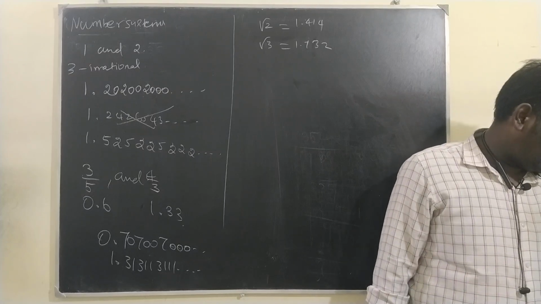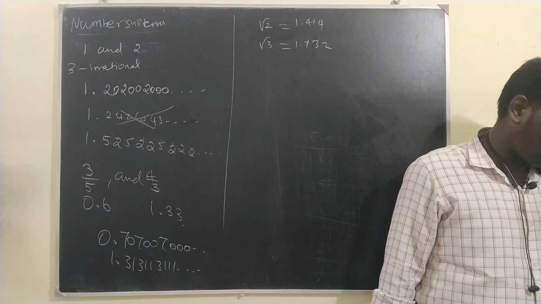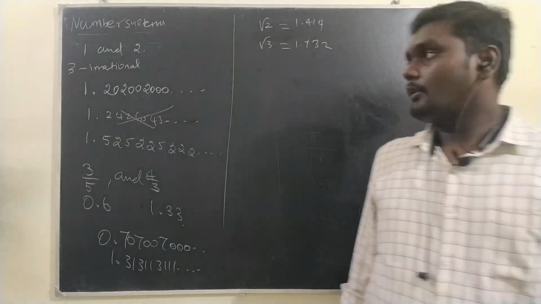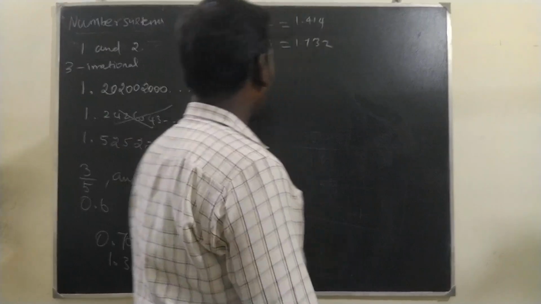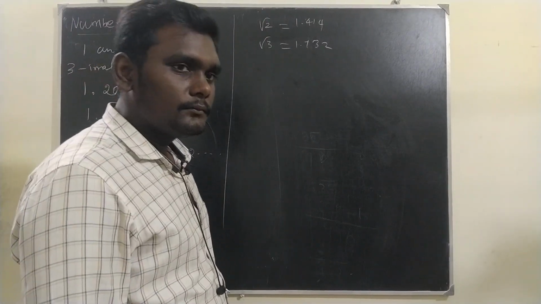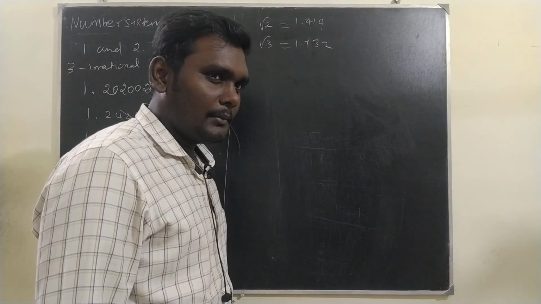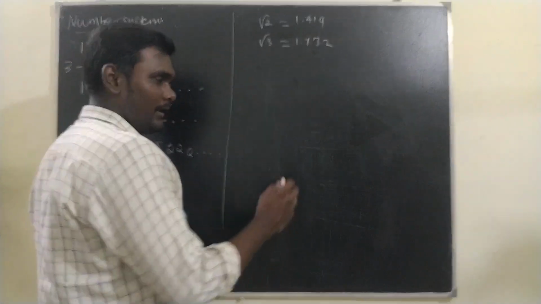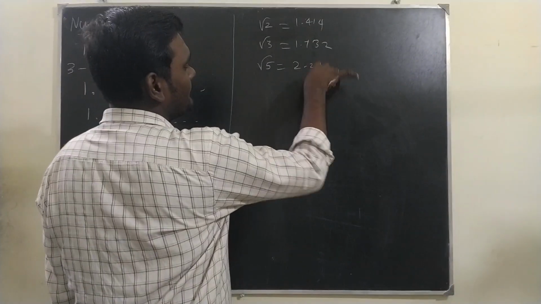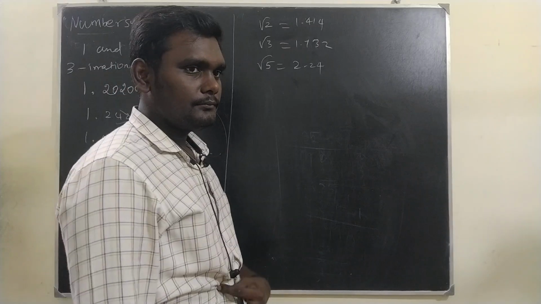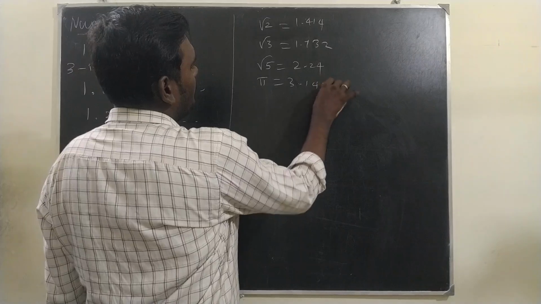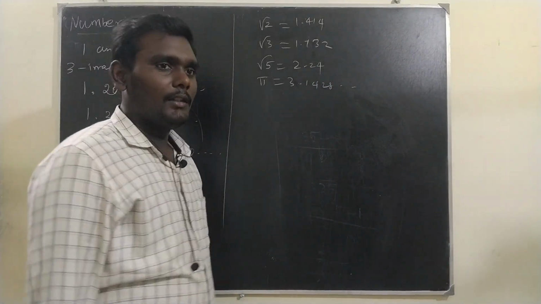Okay. Next, operations on real numbers. This operation on real numbers is quite simple. In that there are some different types of questions. You have to memorize the values of irrational numbers. Root 5 is 2.24, what is root 5 value? And then pi is 3.1428 something. These are all the values.